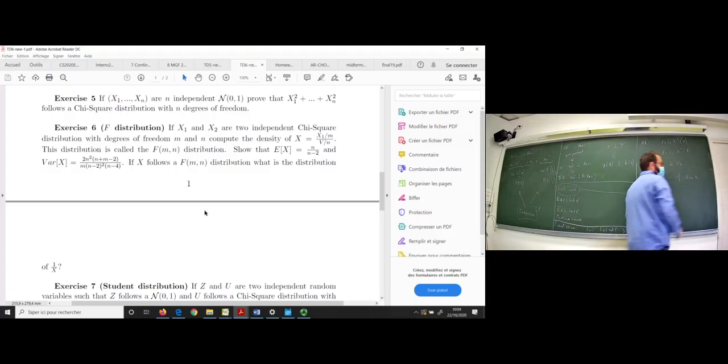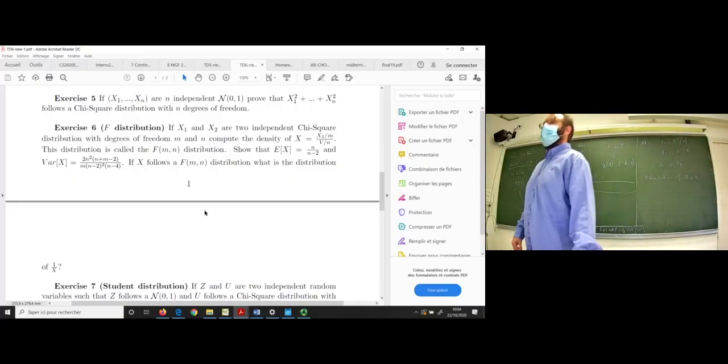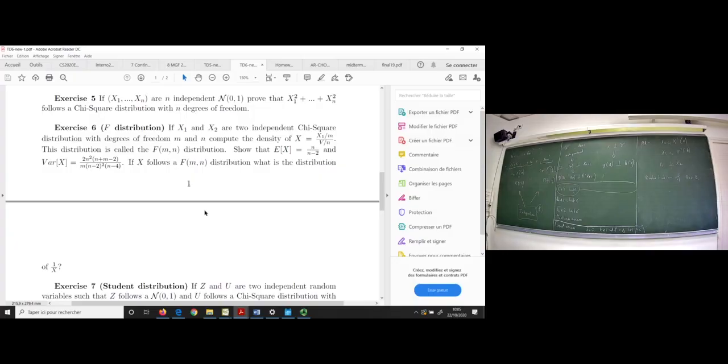Of course, it should be possible to do the computation and obtain the result, but in relation with the exercise we have done here, if I look at the chi-square as the sum of the squares of n independent Gaussians. So first, what is the answer?